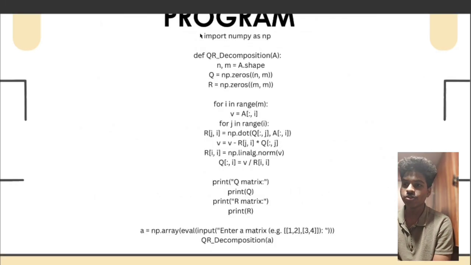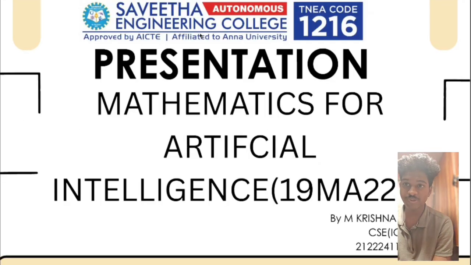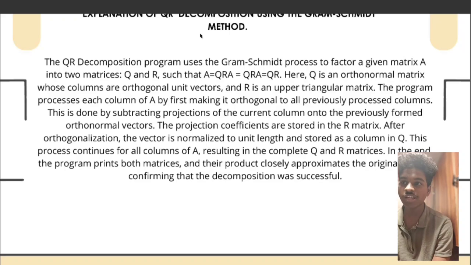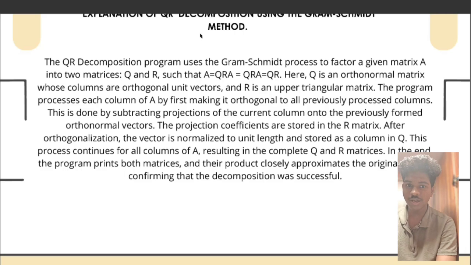Here I am going to talk about the QR decomposition. The QR decomposition using the Gram-Schmidt method is a mathematical technique used in linear algebra to decompose a given matrix A into the product of the two matrices Q and R. Here Q is the orthogonal matrix whose columns are orthogonal unit vectors, and R is an upper triangular matrix.